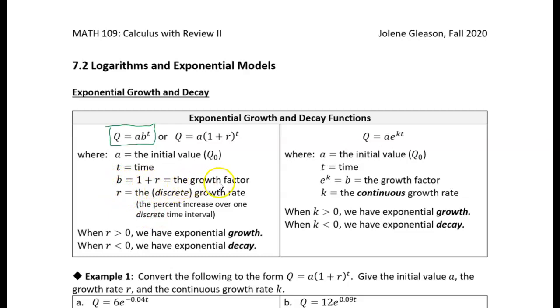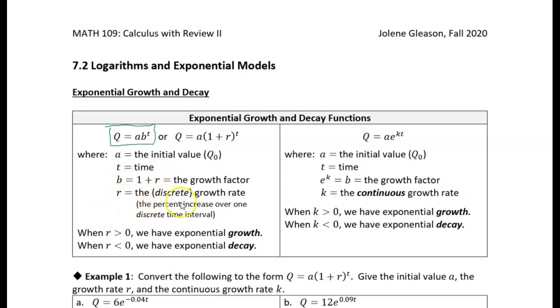B is called the growth factor, because it's the factor that we're multiplying by each time as time increments. And r is called the growth rate. Sometimes it's called the discrete growth rate, because oftentimes this is used to model discrete growth, like compound interest, where your growth is happening at discrete time increments. And so when r is greater than 0, we have exponential growth, and when r is less than 0, we have exponential decay. And so b is 1 plus r.